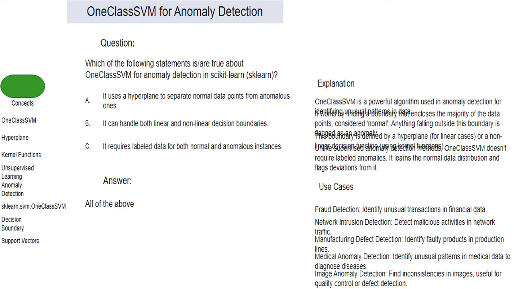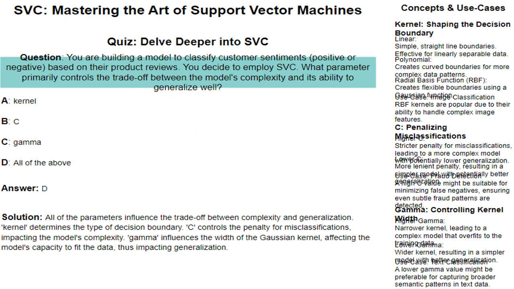One-Class SVM can be used to detect anomalies in sensor data, such as temperature or pressure readings, without requiring labeled data about what constitutes a fault. It can be used to detect anomalies in financial data, such as stock prices or transaction amounts, without requiring labeled data about what constitutes fraudulent activity. All of the above.